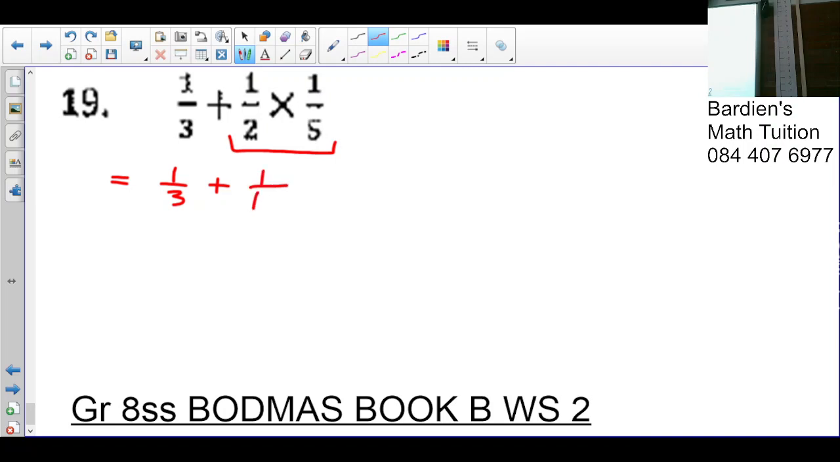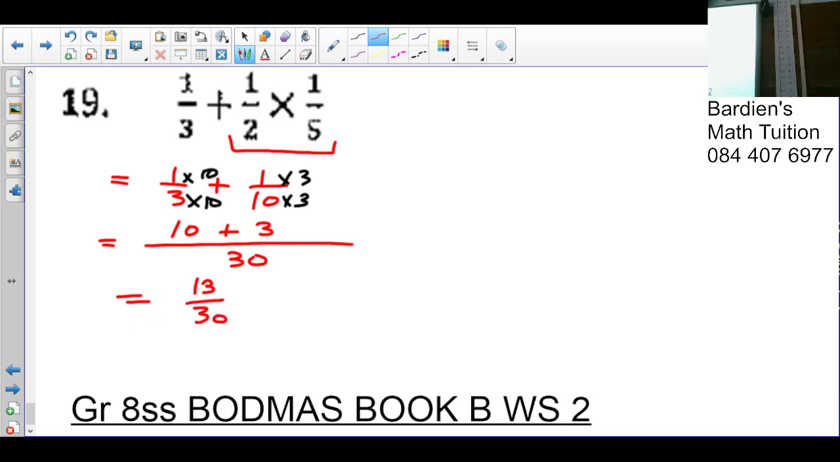2 times 5 is? What's your LCM here? 30. So 3 times what is 30? 10. 10 times what is 30? So 1 times 10 is 10 plus 1 times 3 is? 10 plus 3 is? 13. Okay, any confusion here? No?